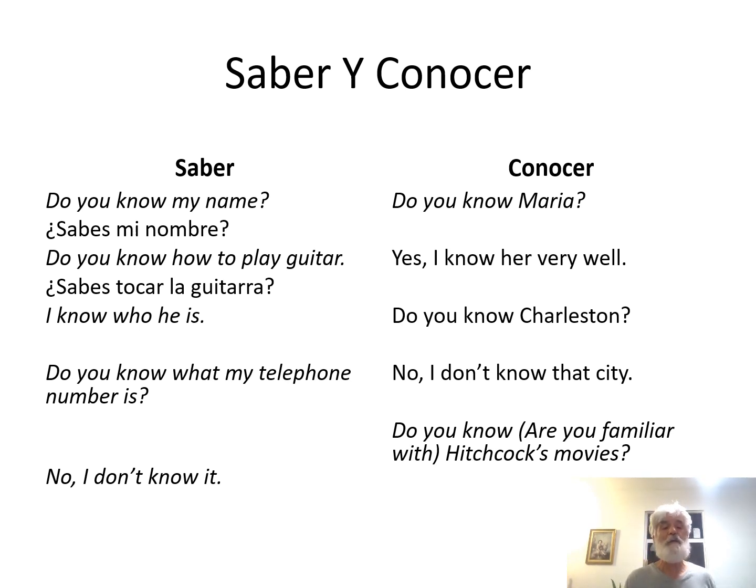Now you're going to make a definitive statement. I know who he is. Think about this one now. You're not saying that you know him. You may not have ever met him. You're just saying, I know who he is. It's a factual thing. This is where saber can get a little tricky sometimes. And you would say, sé quién es. I know who he is.